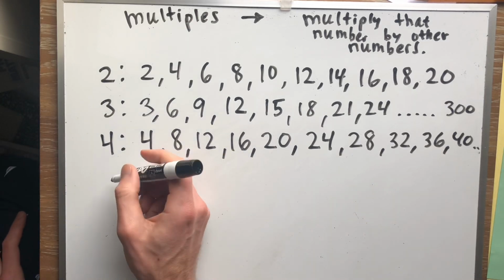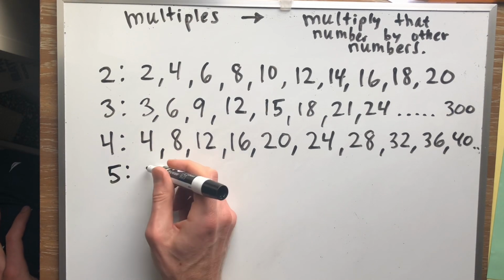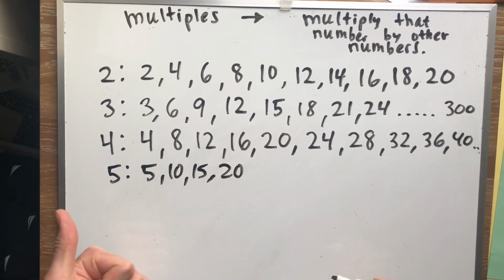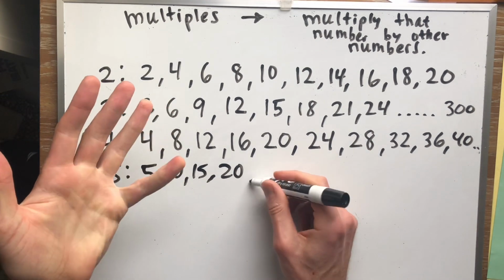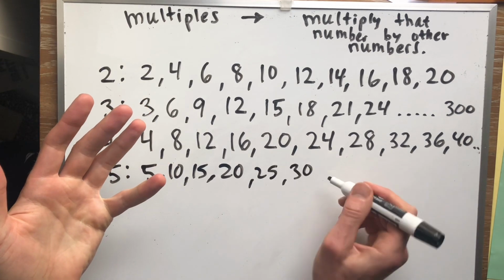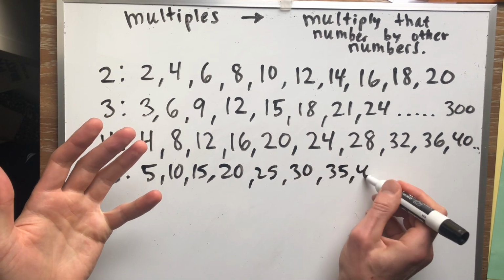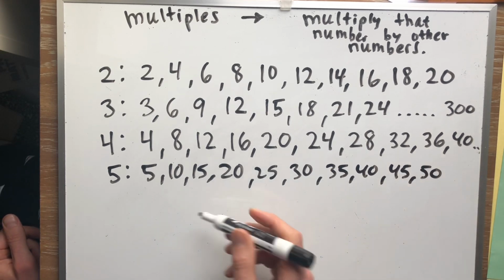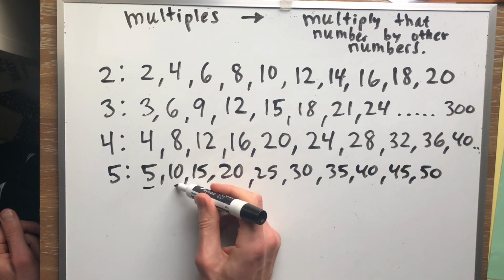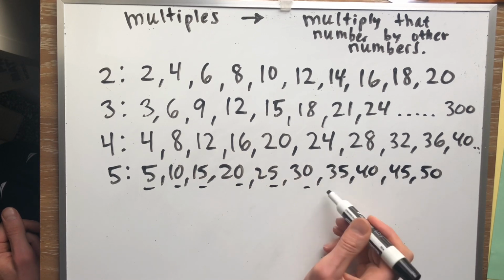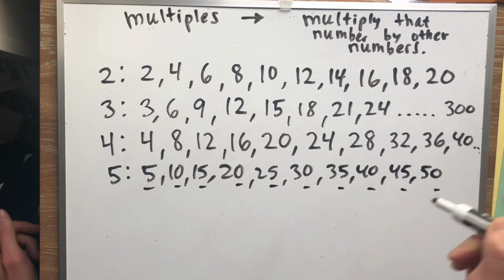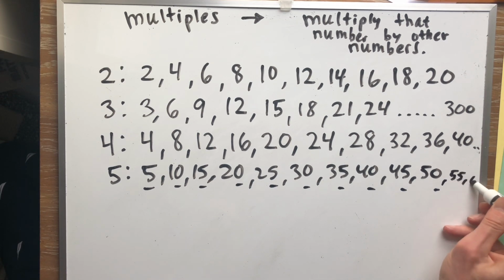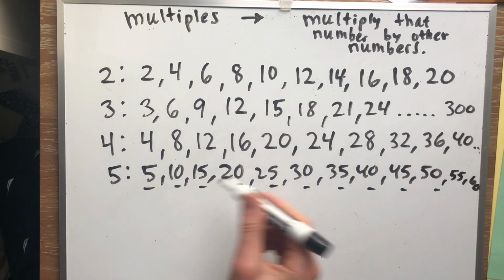What about 5s? 5, 10, 15, 20, 25, 30, 35, 40, 45, 50. Notice how 5s always either end in 5 or 0. That's kind of interesting. Do you think that happens all the way up? Well, next is 55, and then 60. So it seems like it does.